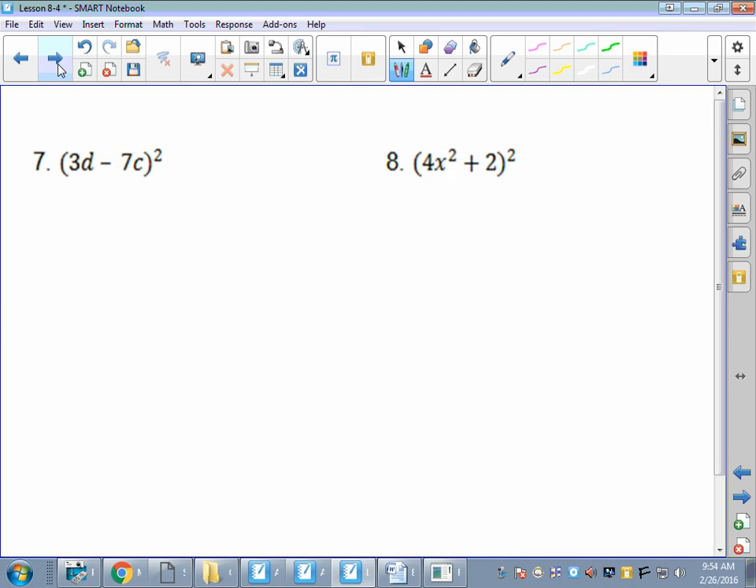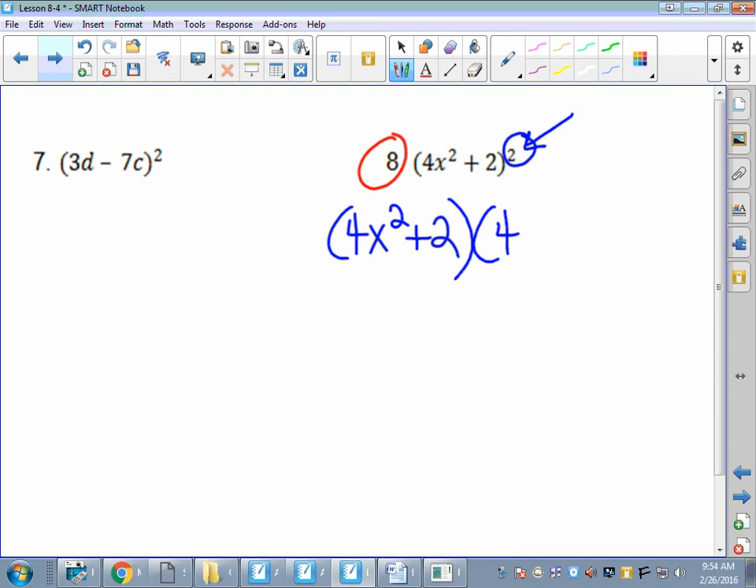Should we do one more problem? Let's do problem number 8. Last one. I've got a 4x squared plus 2, and it's a whole quantity squared. So first thing, I hope there's bells and whistles going off in your head. It's a squared, so I'm going to write this out 2 times. 4x squared plus 2, 4x squared plus 2.